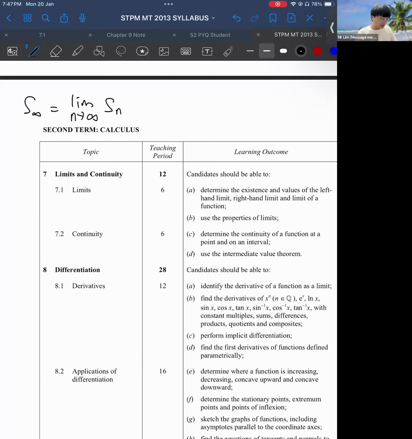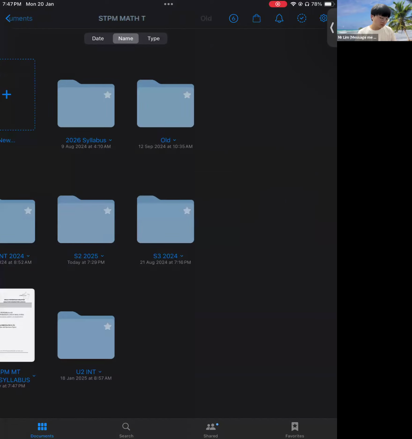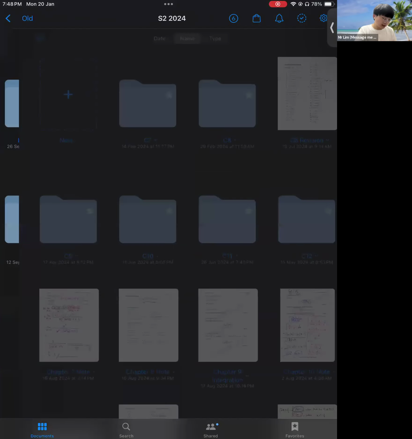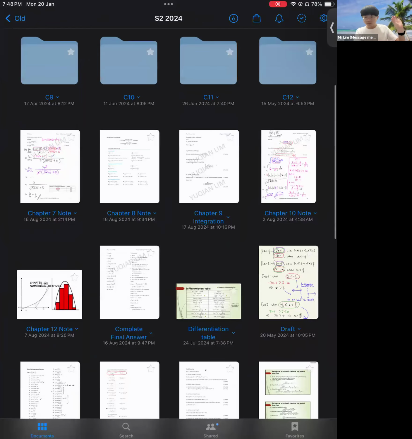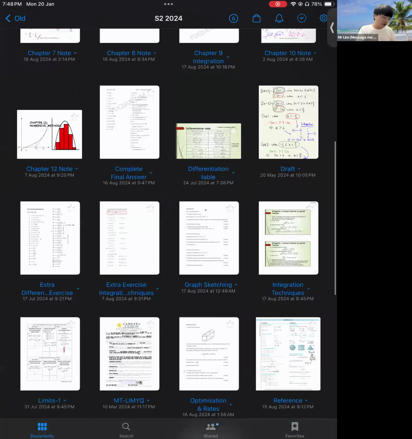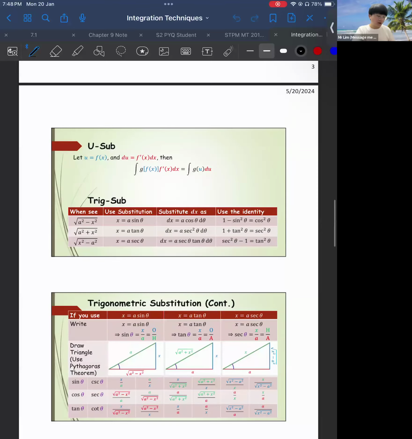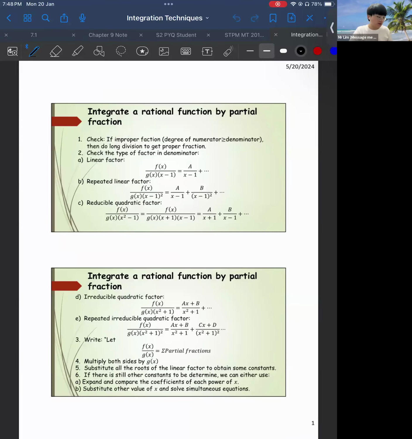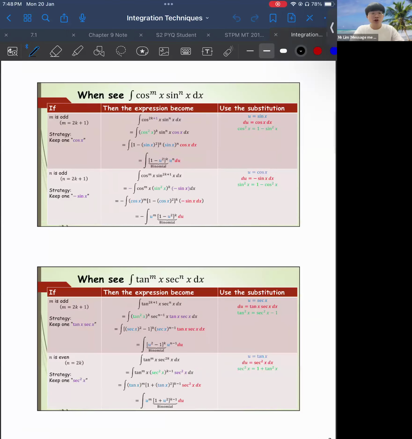By the way, let me show some of the notes that I will use in my class. The notes are something like this. Let me show you one of them. This is the notes I use for chapter 9, integration. You can see I will try to highlight each of the different cases. For example, in chapter 9, the main thing is you need to know how to integrate.